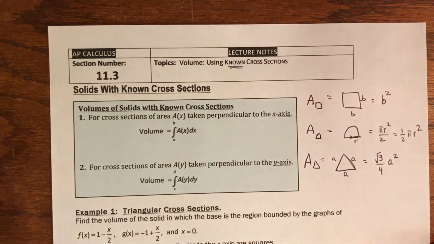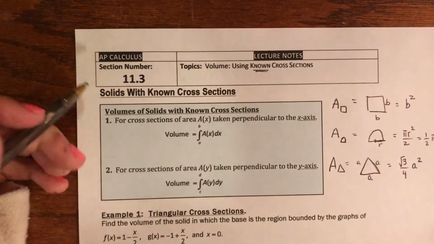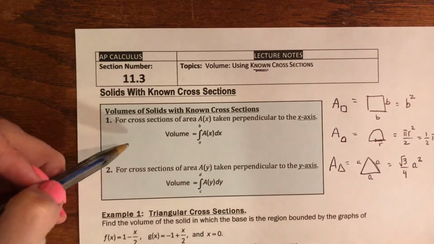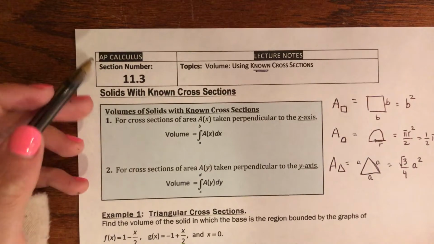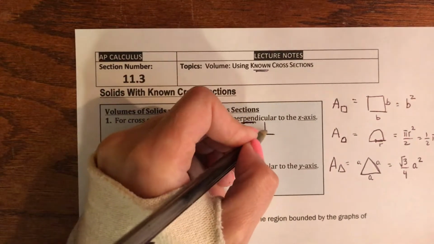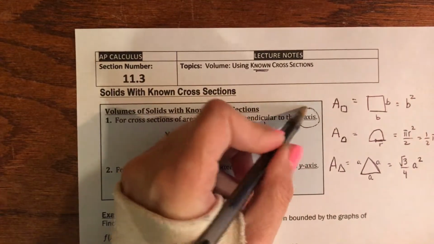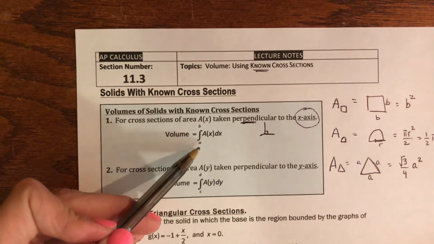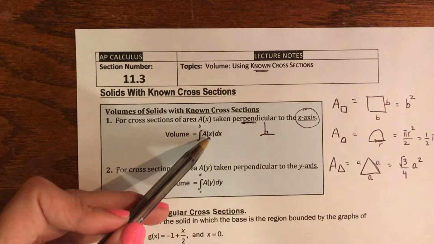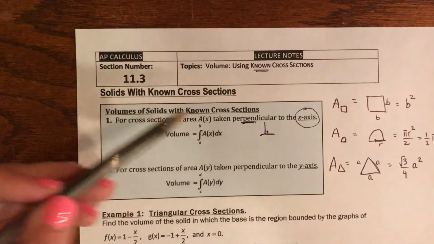Okay, so looking at this, essentially what we're going to be doing, just like we did with the disc and washer methods here, is we're finding the volume of solids with known cross sections. Okay, so there's two different ways to do this. When the cross sections are perpendicular, okay, so that means like 90 degree like this, perpendicular to the x-axis, our volume equals the integral from a to b of the area of the x variable we're dealing with, dx. Okay, so it's basically taking the integral of the area to get to volume.